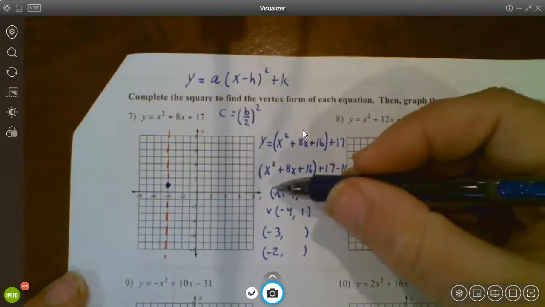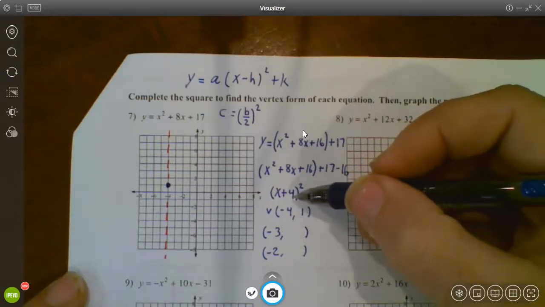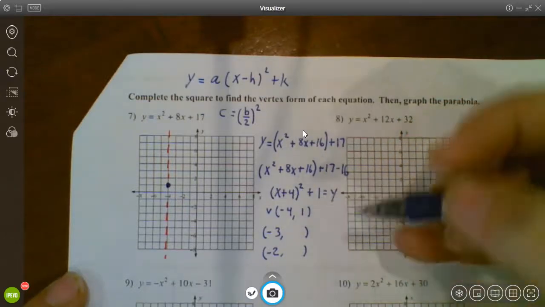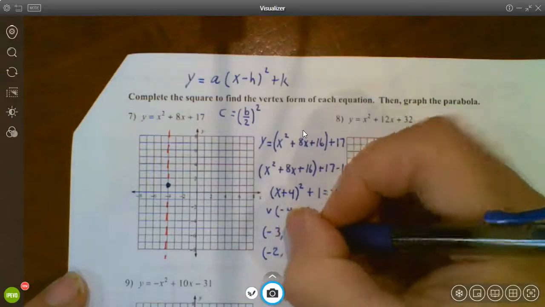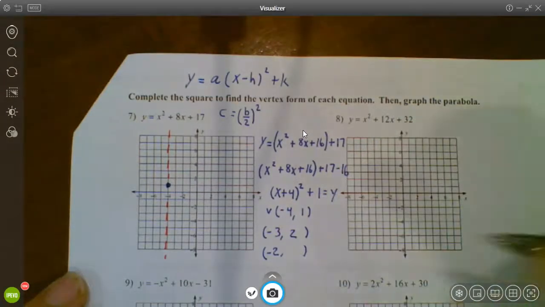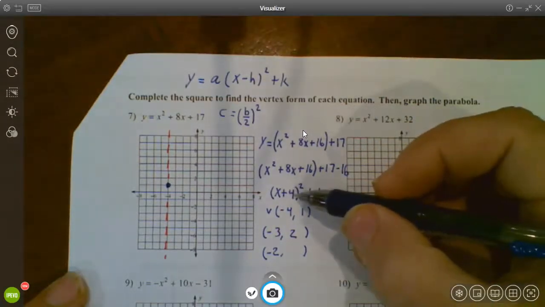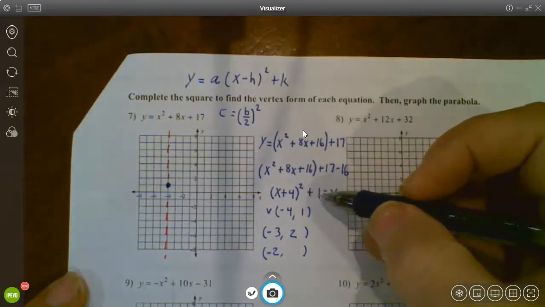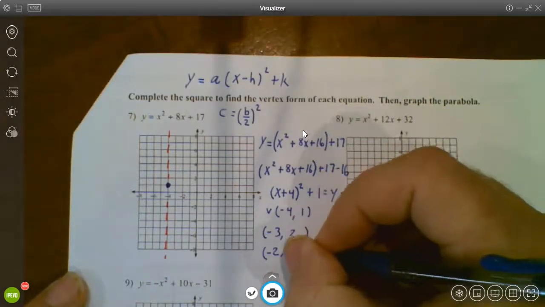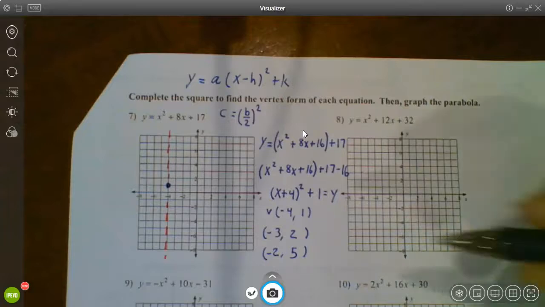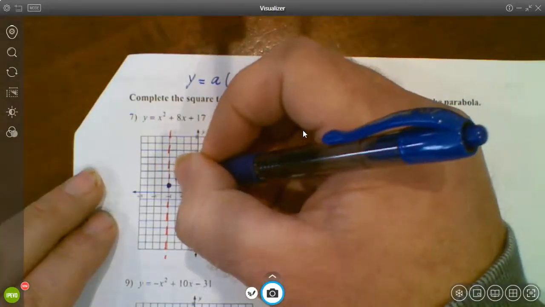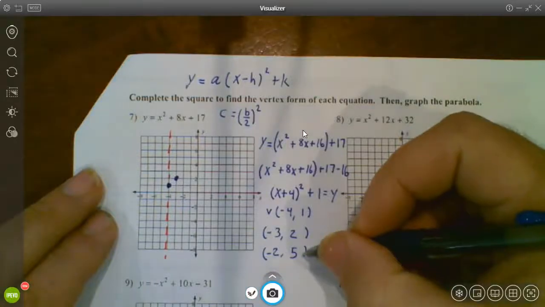So if I plug -3 in, -3 plus 4 is 1. Squared is still 1, plus 1 is 2. And let's do the same thing with -2. -2 plus 4 is 2. Squared would be 4, plus 1 would be 5. So I'm going to plot those 2 points. So -3, 2. And -2, 5.